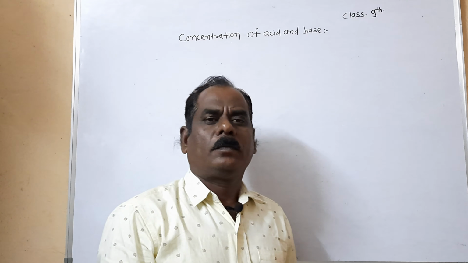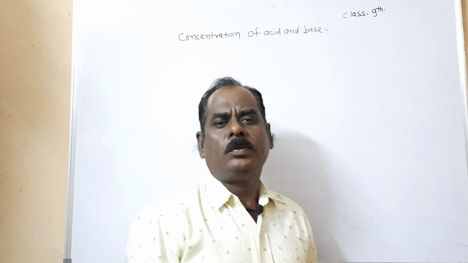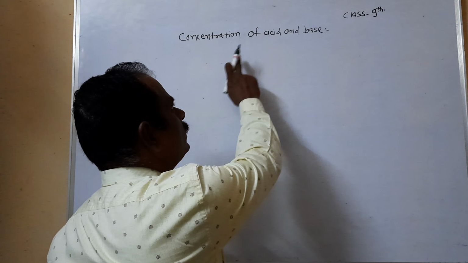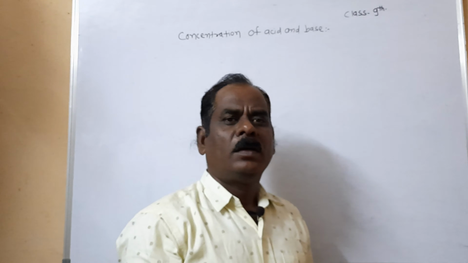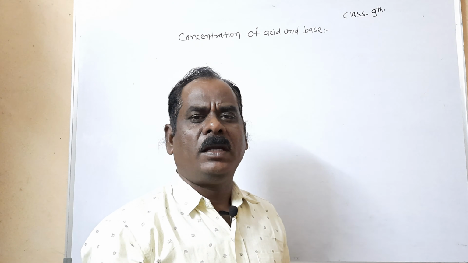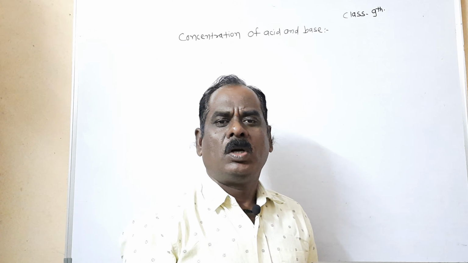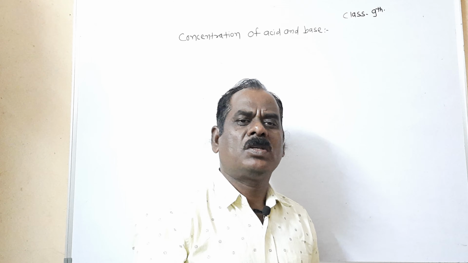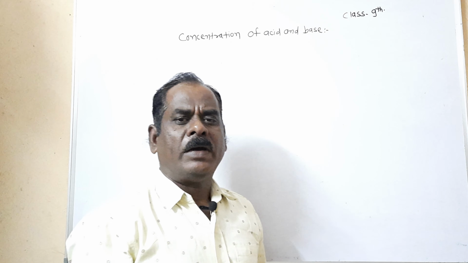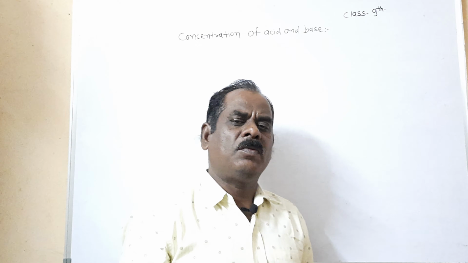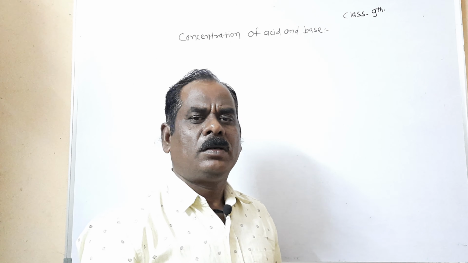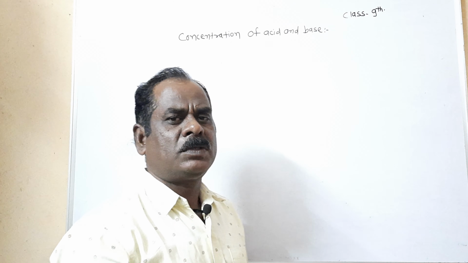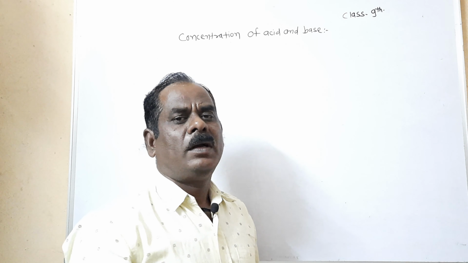Hello students, today I will teach you the next point in the fifth chapter, which is the concentration of acid and base. In the last lecture we studied the definitions of acid and base according to Arrhenius theory and the old concept also. You know the definition of acid: the substance which has a sour taste and in its aqueous solution turns blue litmus to red is called acid according to the old concept, and according to Arrhenius theory the substance which gives hydrogen ion in water is called acid.